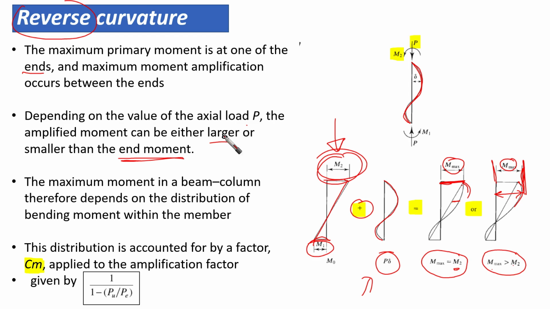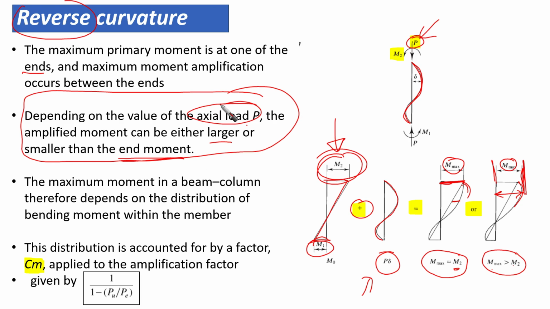And this is right. The main reason is the axial load P that is going to be there. Depending on the value of this P, the amplified moment can be either larger or smaller than the end moment. So if I ask you, what is the reason for having the moment at the end or within the member in case of reverse curvature? The main reason is the value of P.